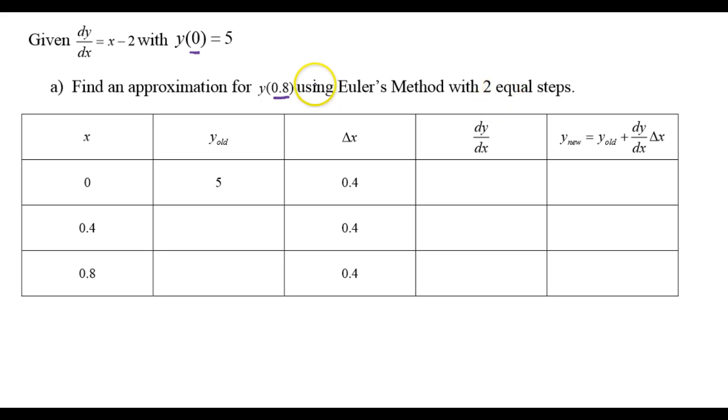So in order to get to 0.8, we're going to have to go up by 0.4 once and then go up by 0.4 again to get to 0.8. So my step size is going to be 0.4 every time.